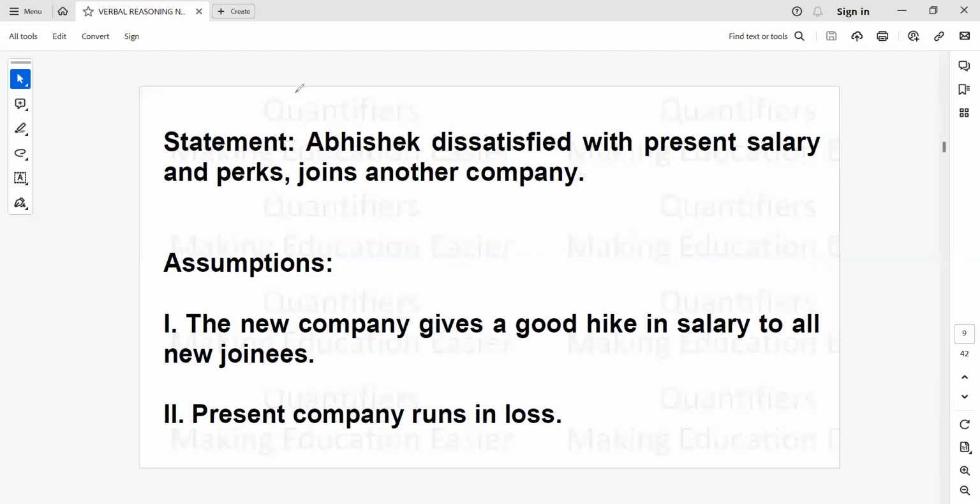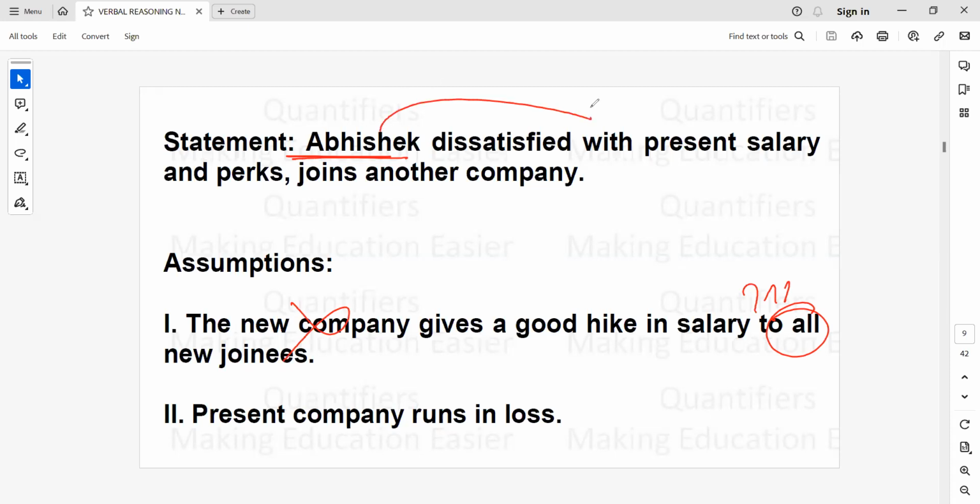Abhishek, dissatisfied with present salary and perks, joins another company. So what are the assumptions here? The new company gives a good hike in salary to all new joinees? Were we talking only about Abhishek or is it related to all the new joinees? So not your assumption.